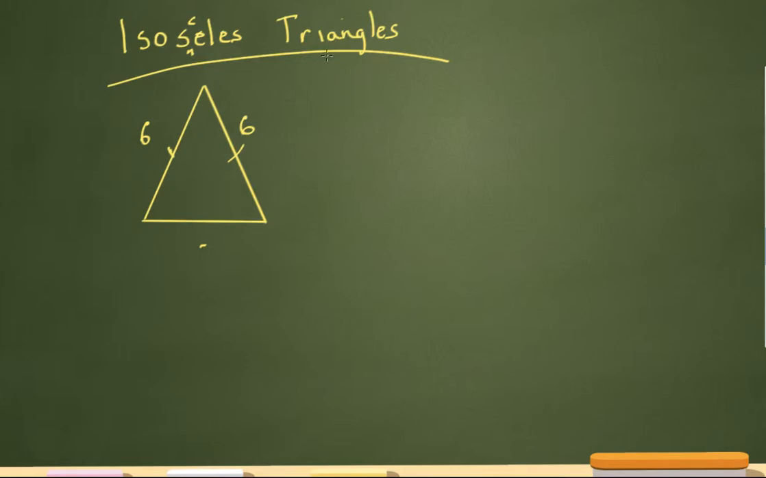But in isosceles triangles, two sides are the same, and since this side and this side are the same, this side corresponds to this angle, and this side corresponds to that angle, which would mean that this angle and this angle are also the same.